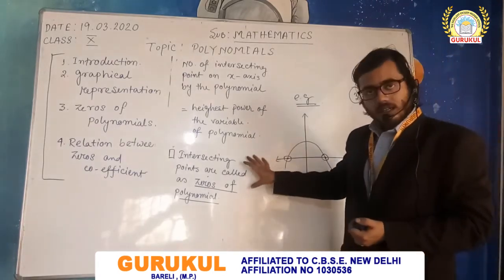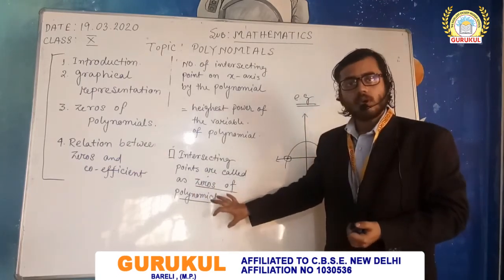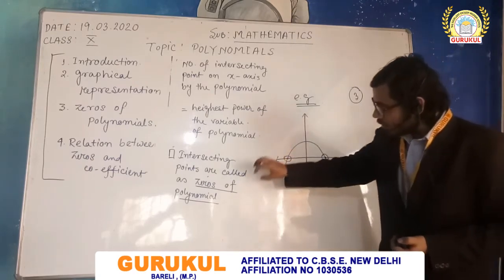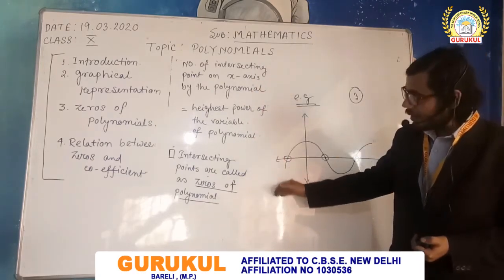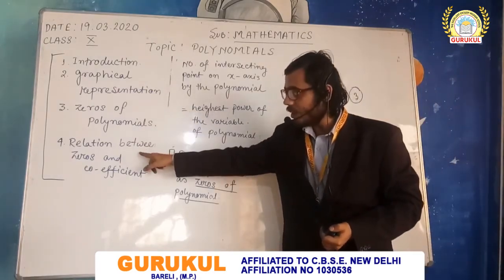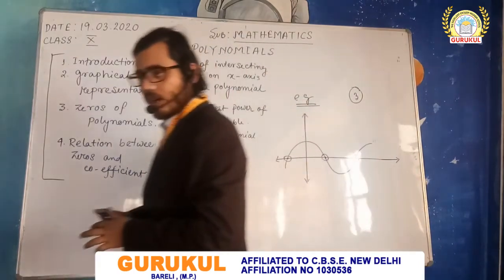In my next class, we are going to discuss only one thing, the zeros of the polynomial. So before that, you need to recap this. Just go through the notes I have given, and in the next class we will start the zeros of a polynomial and the relation between zeros and the coefficients. Thank you very much. This is the end of this class.